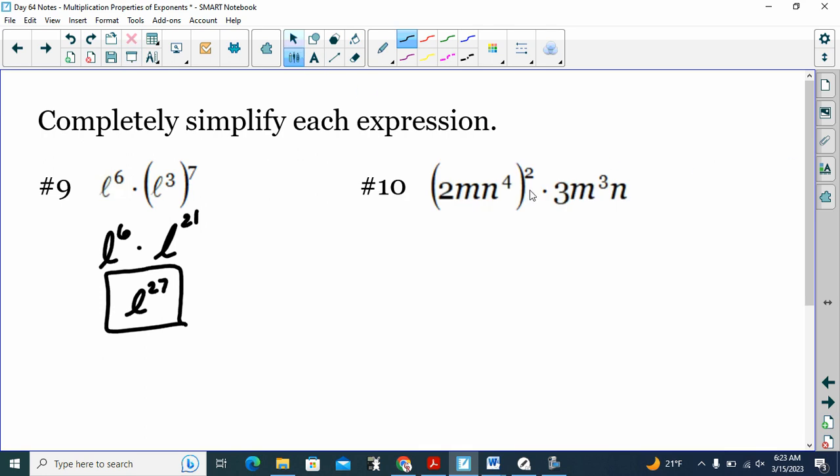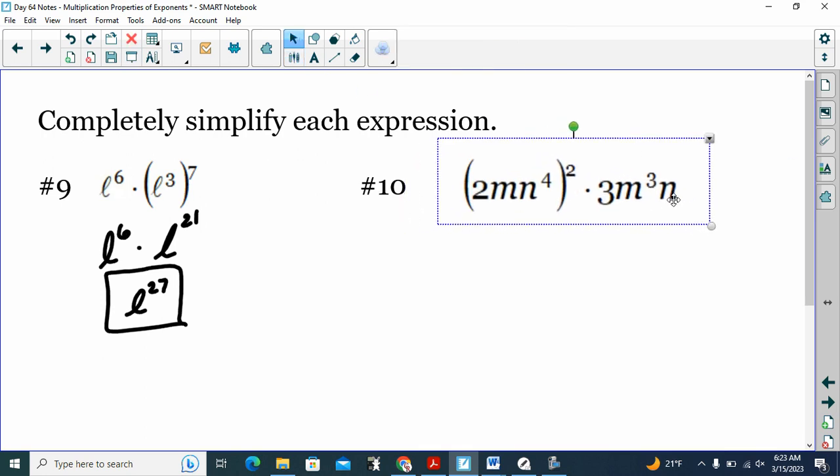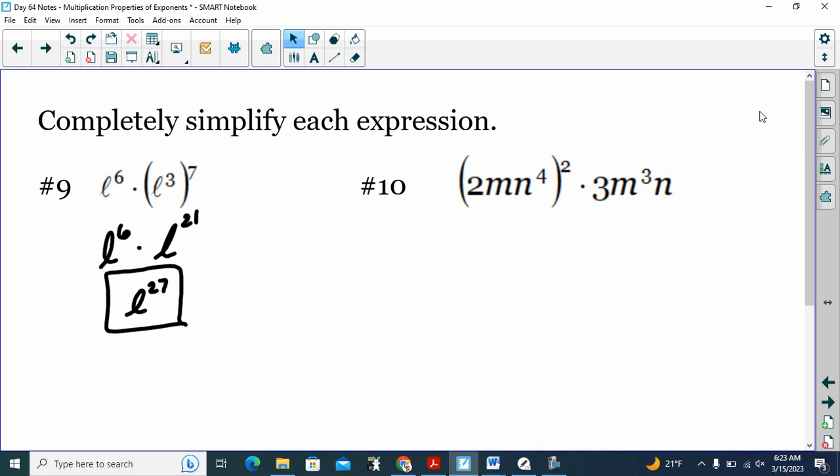Last one. And it looks like a long one. 2m n to the fourth all squared times 3m cubed n. Let's take it one piece at a time. I've got something to the second. Check inside the parentheses. These all have different bases, so I can't do anything there. I have this whole thing to the second.